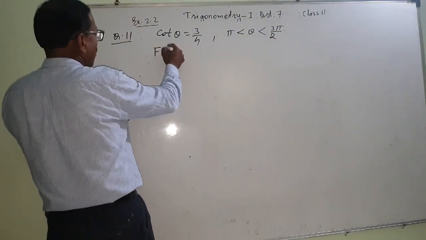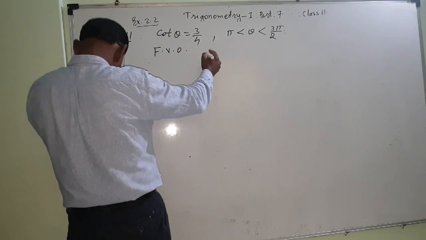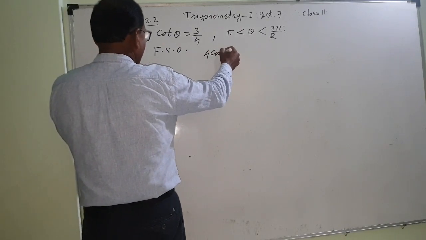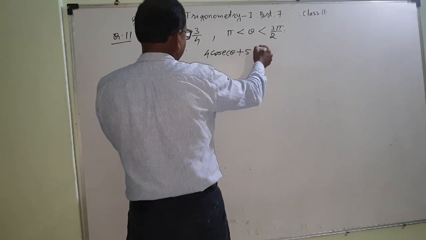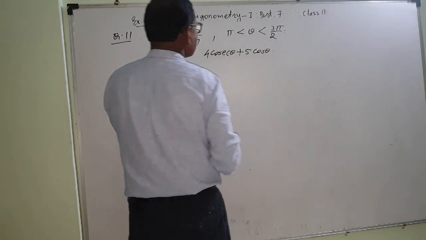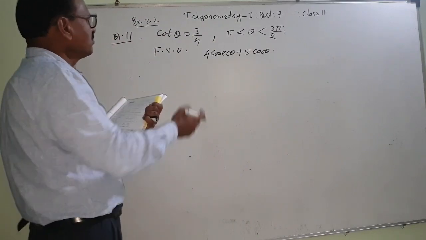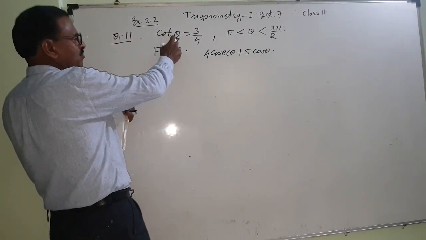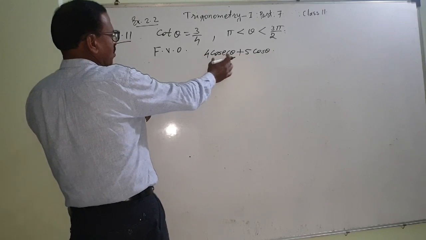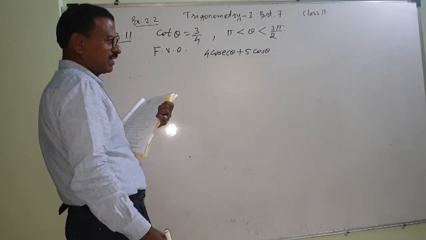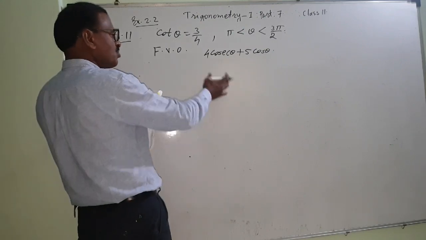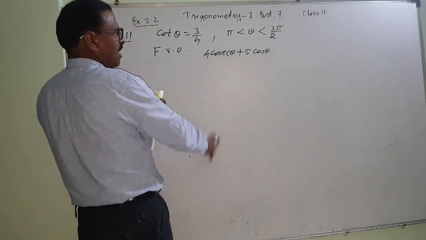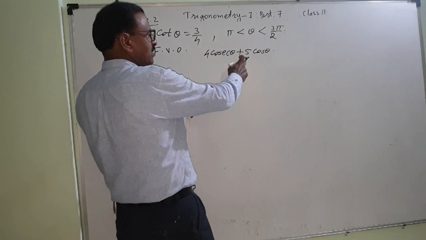Find the value of cosec theta plus 5 cos theta. Now 1 plus cot square theta is equal to cosec square theta. From that you will find the cosec theta, and cosec means 1 upon sine. So you have got sine. From that you will find cos.